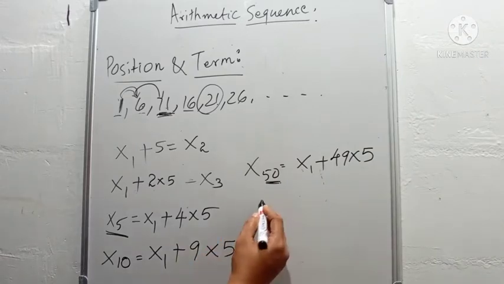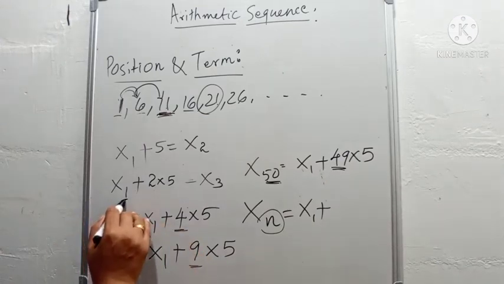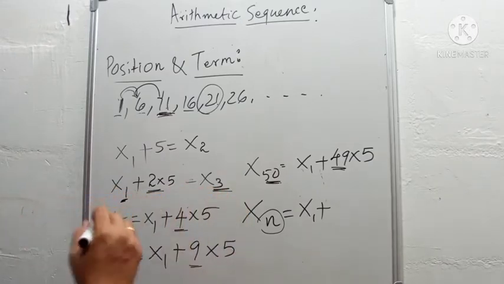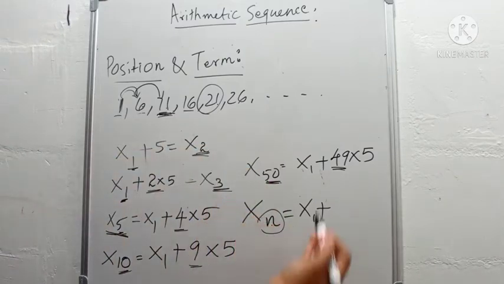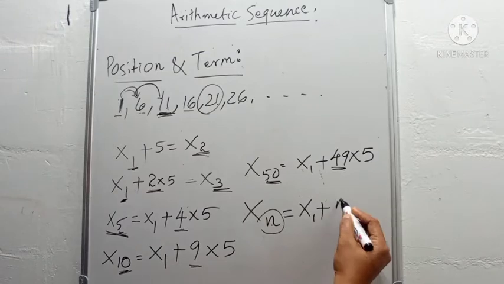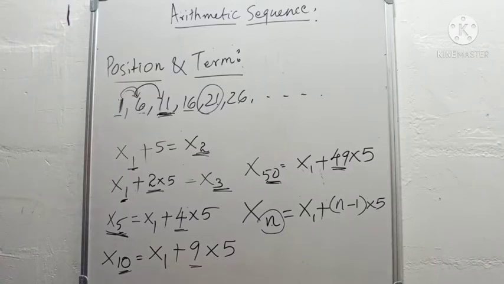Then how do we find the nth term of this sequence, or any term of the sequence? First term plus, for the 50th it was 49, for the 10th it was 9 times, for the 5th it was 4 times, for the 3rd it was 2 times, for the 2nd it is 1 time. Then what about xn? xn is equal to x1 plus n minus 1 times the common difference. xn is equal to first term plus n minus 1 times the common difference.